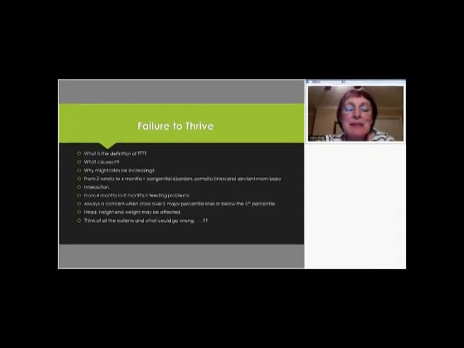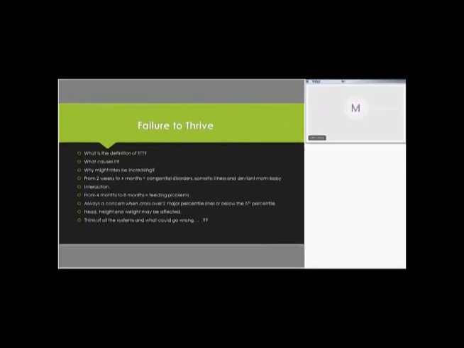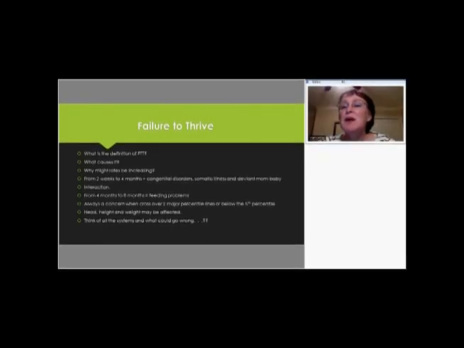Why might we be seeing more of failure to thrive than we have in the past, do you think? Drug addiction. Right? Yep, the parents are using drugs and therefore not able to take care of the children. And preemies are surviving, aren't they? So preemies are going to have some amount of failure to thrive.